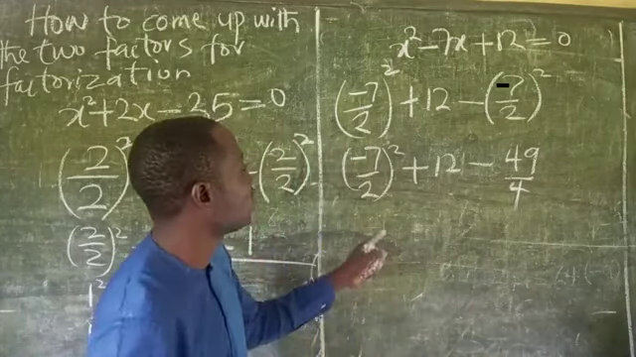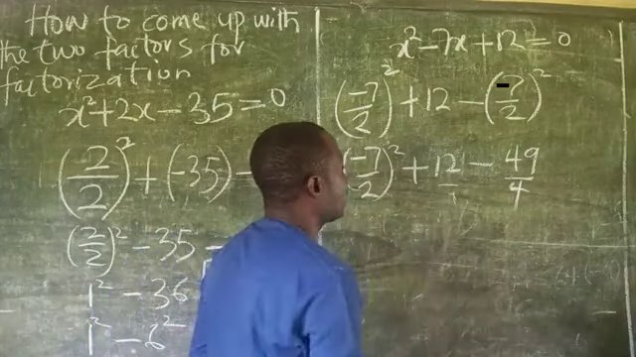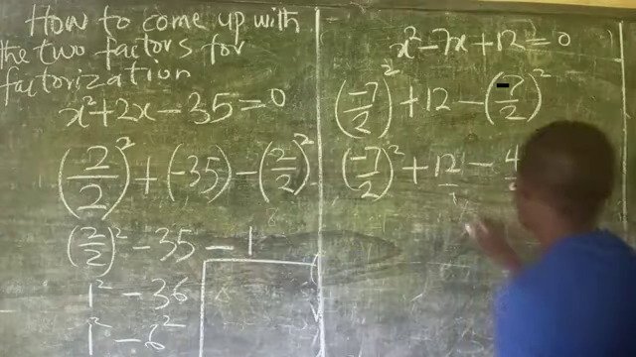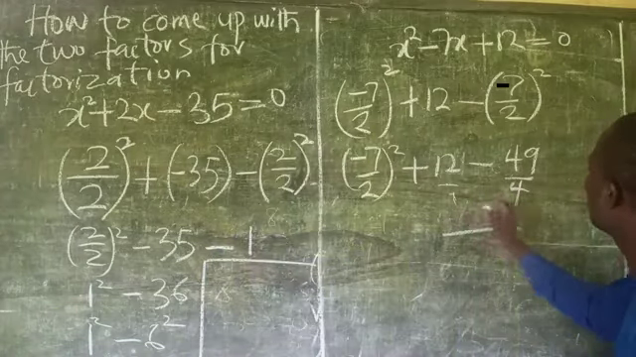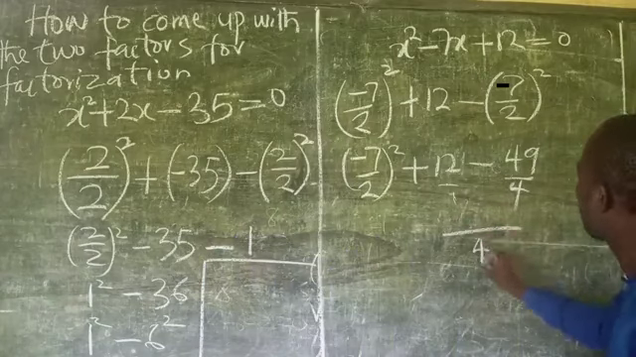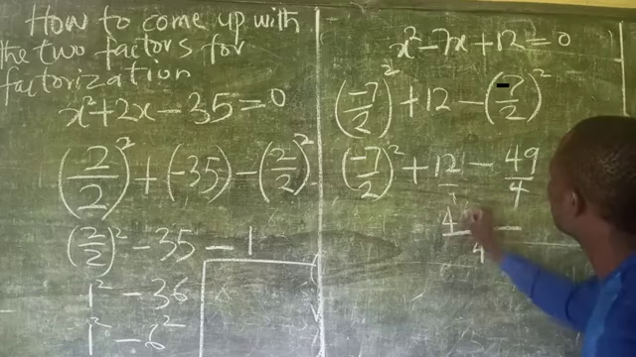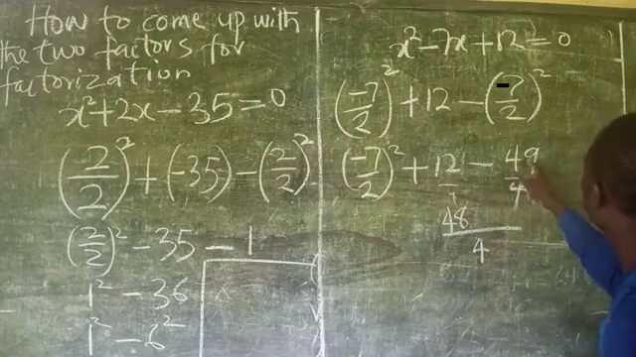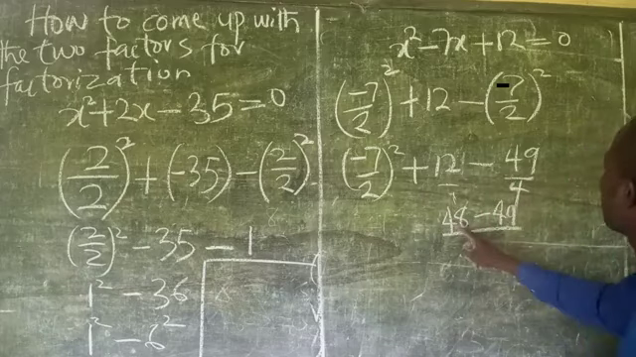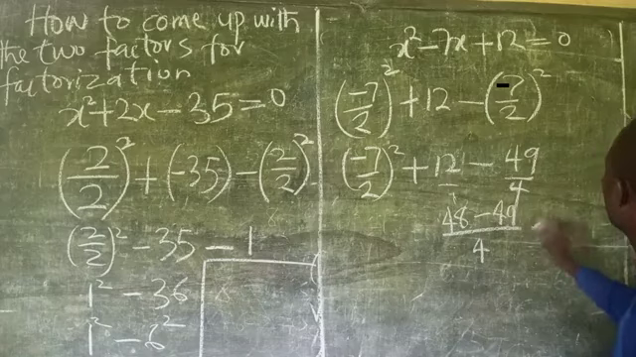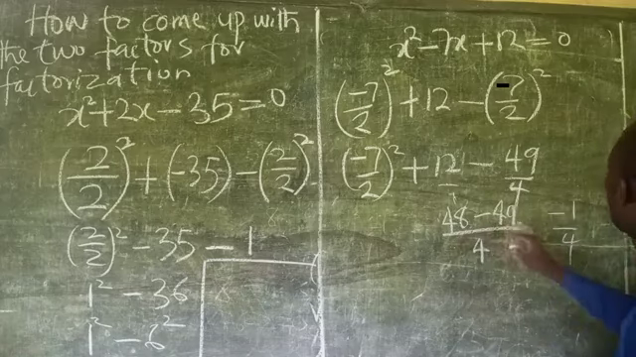Okay, so we are doing this. We are going to solve this over 1. If this is over 1, what is the LCM? LCM is 4. So what I do is 1 times 4 is 4. 4 times 12, which is 48. And 1 times 49 minus 49. And this becomes 48 minus 49 is minus 1 over 4. You see that? Minus 1 over 4.